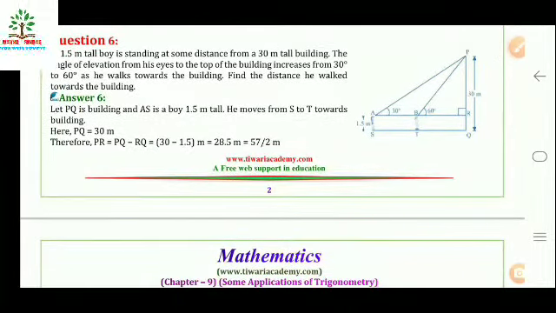We can see in question number 6, a 1.5 meter tall boy is standing at some distance from a 30 meter tall building. The angle of elevation from his eyes to the top of the building increases from 30 degree to 60 degree as he walks towards the building. Find the distance he walked towards the building.